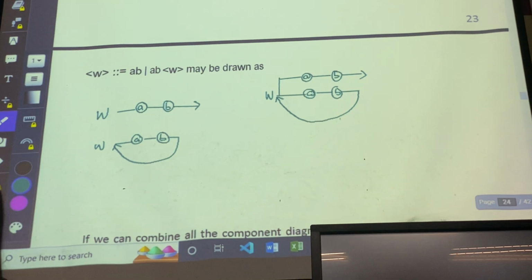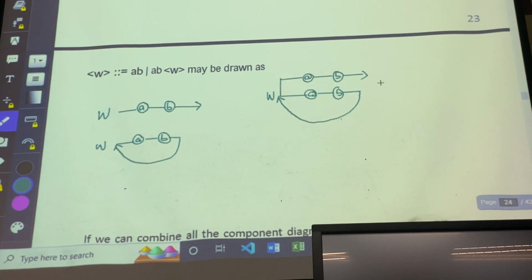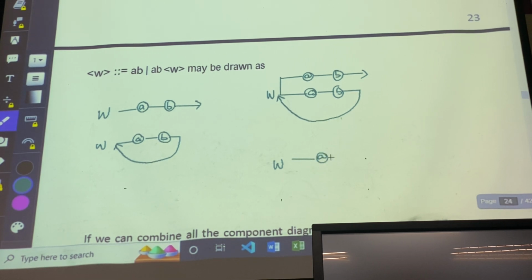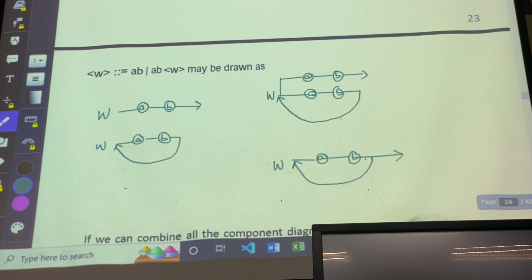This is one of the possible way AB go back to W or AB only then go up. Any other ways? This one? Yeah. Okay. If you don't want to write the AB for two times, right? Then you can straight away go up from here. Another way like this. Can draw like this also. AB, either you substitute with AB go up or AB go back to the loop.